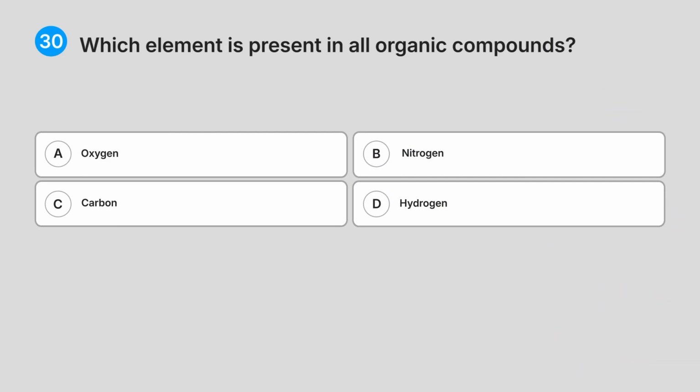30. Which element is present in all organic compounds? A. Oxygen. B. Nitrogen. C. Carbon. D. Hydrogen. Do you know the answer?